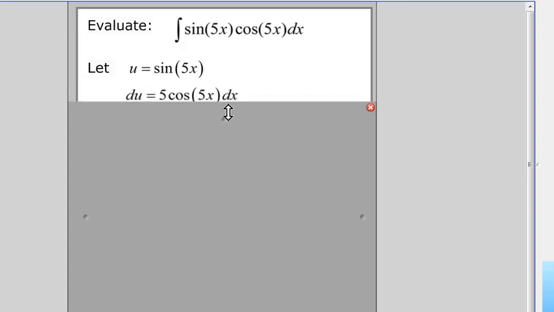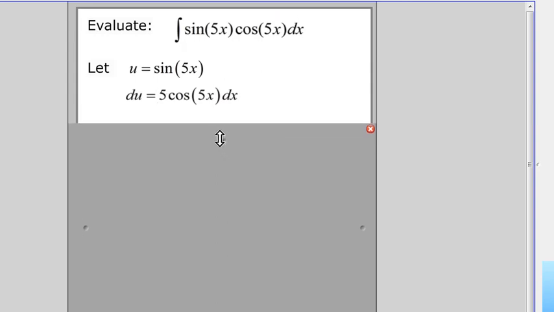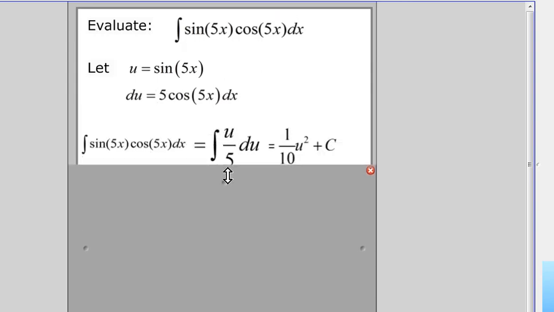So let's take the derivative of u with respect to x, so that will be 5 cosine of 5x dx. Now let's see, cosine 5x dx is in here inside my integral, so it makes sense that I make that the subject, and it will be du divided by 5. So now going back to my integral, I can replace the sine of 5x by u and the cosine 5x dx by du divided by 5.